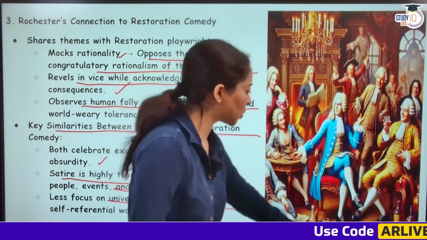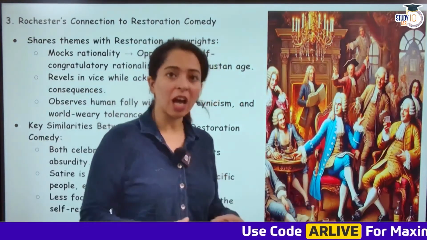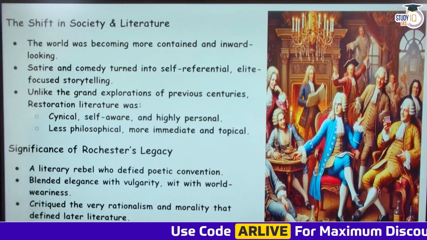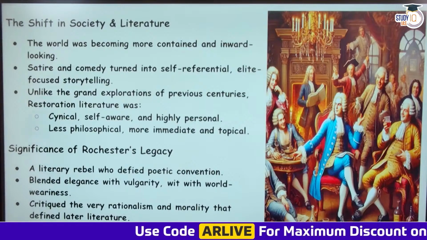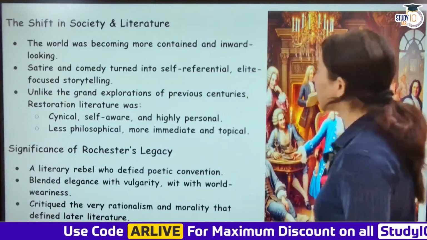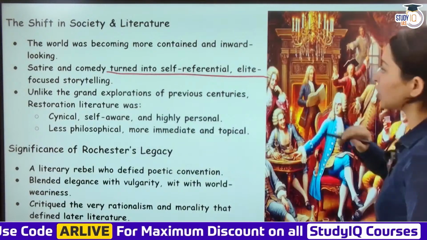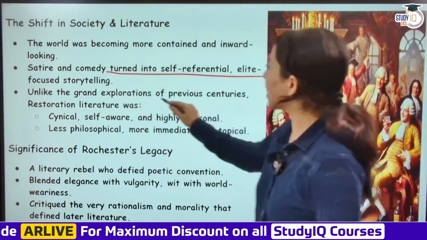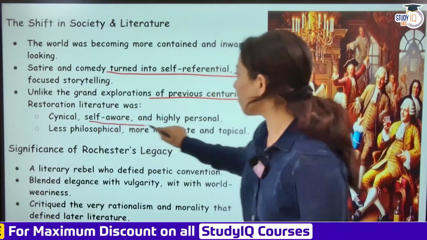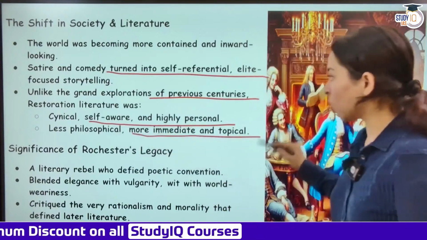Okay, self-referential means how they were kind of within themselves, and how things were moving in that society, in that elite class. Everything was not very transparent. So the shift in society and literature: the world was now becoming more contained and inward looking. Satire and comedy turned into the self-referential elite. And unlike all the grand explorations of previous centuries, Restoration literature was cynical, self-aware, and highly personal. It was less philosophical, more immediate and topical.